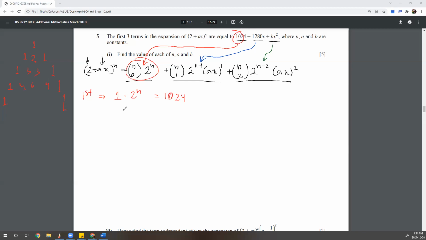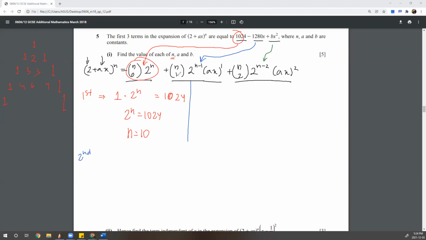Okay, we know the value of n then. So 2 power n equals 1024. Wait, what is 10 power 24? 1024. The n will be, okay, 2 power something equals 1024. Just guess. I get 10. 2 power 10, yeah, use my calculator. n equals 10. Okay, we get the n. Easy peasy. Blue color, second term.